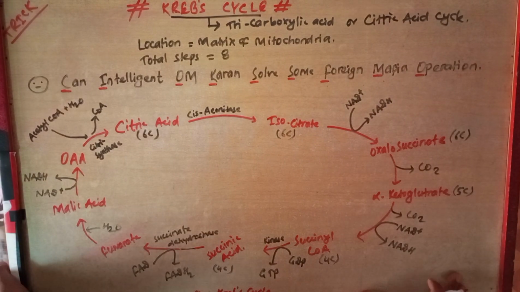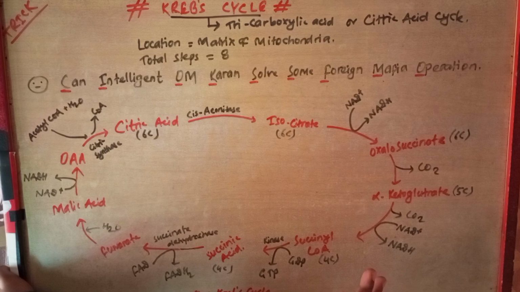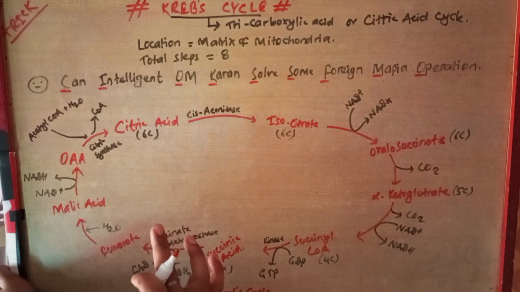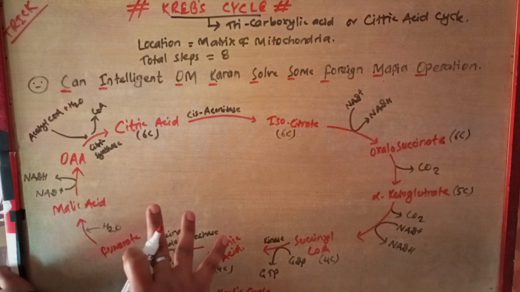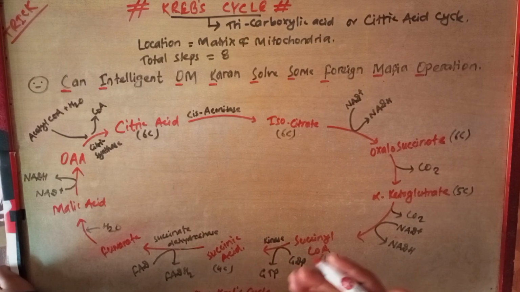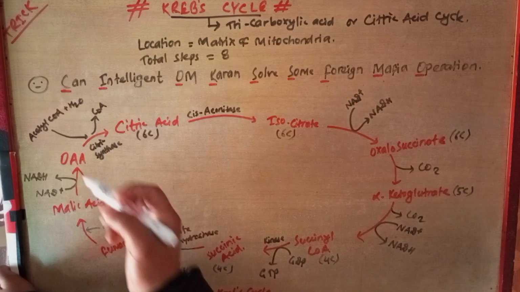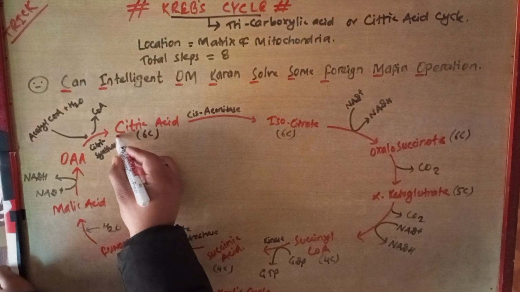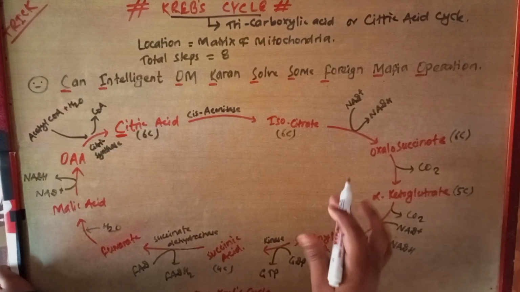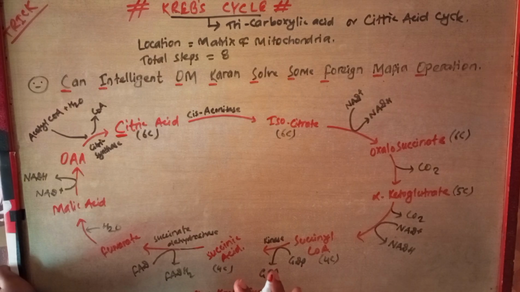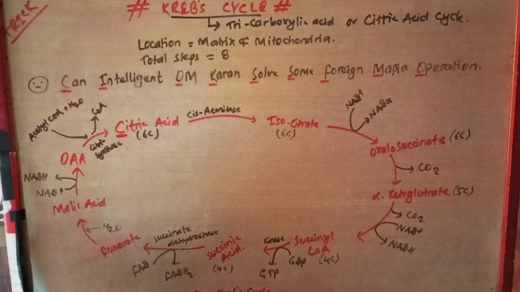So my dear student, this is all about the Krebs cycle, and I have provided the trick to remember the names of the steps, and that is the important point. Can intelligent Omkaran solve some foreign mafia operation? Starting from C we have citric acid, then isocitrate, and so on. So now I think it will be very easy for you to remember all the steps.